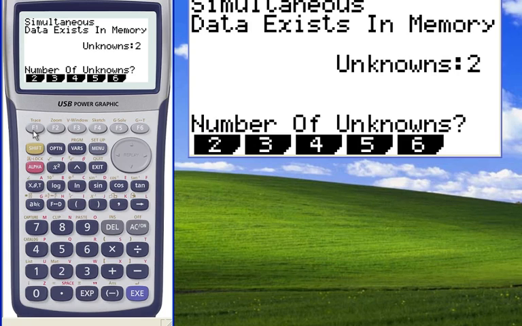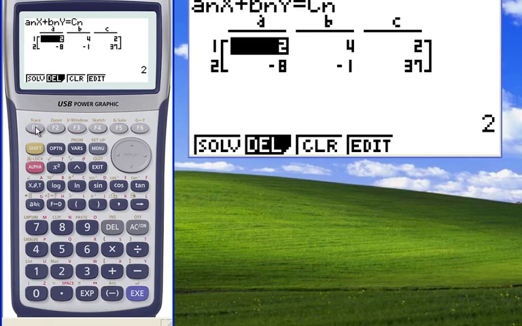Then it says number of unknowns 2, 3, 4, 5, 6. 2 because we've got x and y. We're only doing two-dimensional ones, so we push F1. And then it says A, B, C. Here it is here. At the top, it's pretty hard to see, but that says a n x plus b n y equals c n.